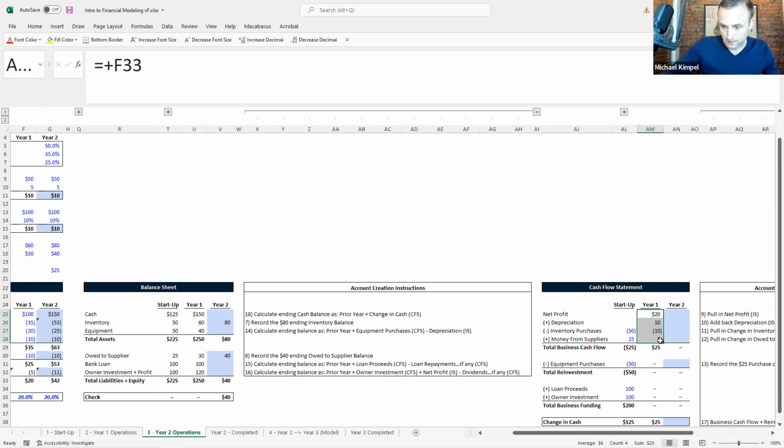I'm going to hit Shift and go over to the right. And I'm going to hit Control, or Command on a Mac, R. And what that's going to do is just copy the formulas over to the right. It's like a copy paste, but it just copies to the right.